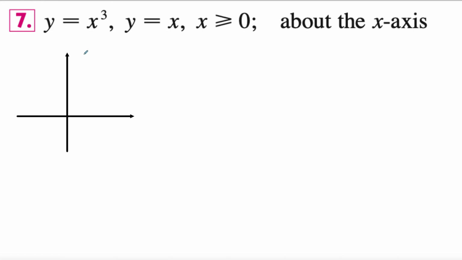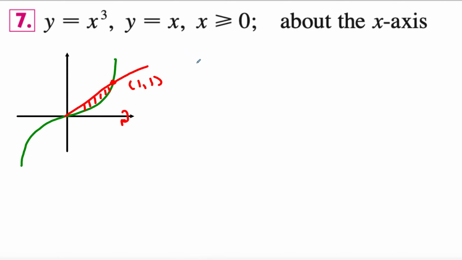And then y equals x cubed, so it would have been coming up this way and going down that way. And then the second one is y equals x. That's what we have. And obviously this meeting point should be (1, 1). And x has to be greater than or equal to 0. So I'm looking at this area, which has been rotated about the x-axis. Then how would you be able to find the volume?